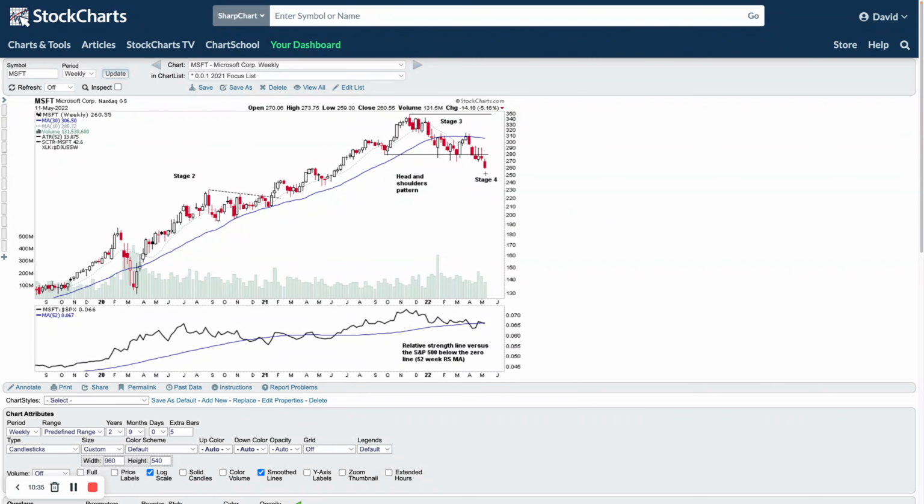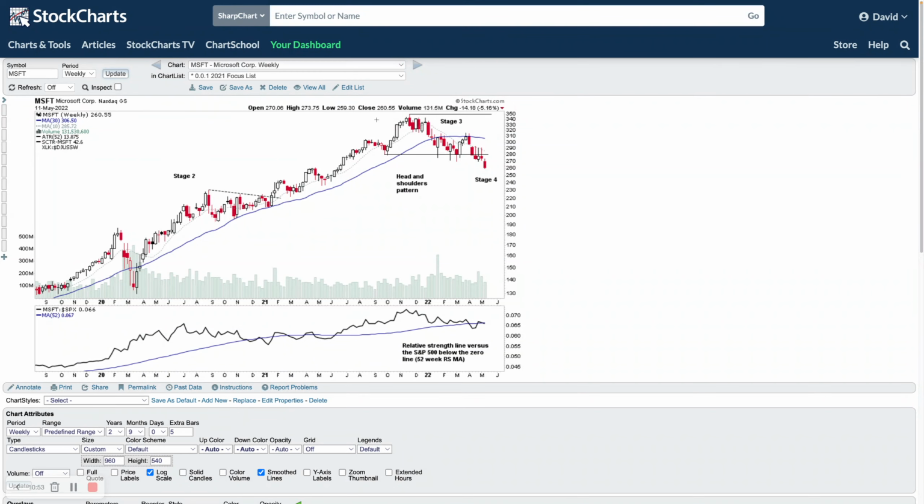Microsoft also breaking down into early stage 4 as well. Again, short base structure in terms of the actual stage 3. I've talked about this before with a stage 3 base in that you don't really know whether it's in stage 3 or not until you get this change of behavior.